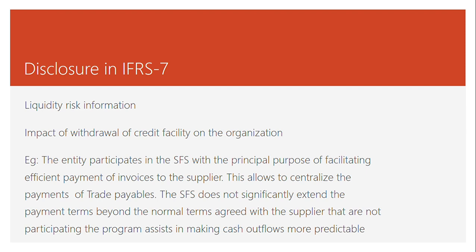In IFRS 7, the liquidity risk information needs to be given. The impact of withdrawal of the credit facility on the organization needs to be given. This can be explained by an example. The entity participates in SFS with the principal purpose of facilitating efficient payment of invoices to the supplier. This allows it to centralize the payments of trade payables. The SFS does not significantly extend the payment terms beyond the normal terms agreed with the suppliers that are not participating, and the program assists in making cash outflows more predictable. So this is an example of disclosure in IFRS 7.